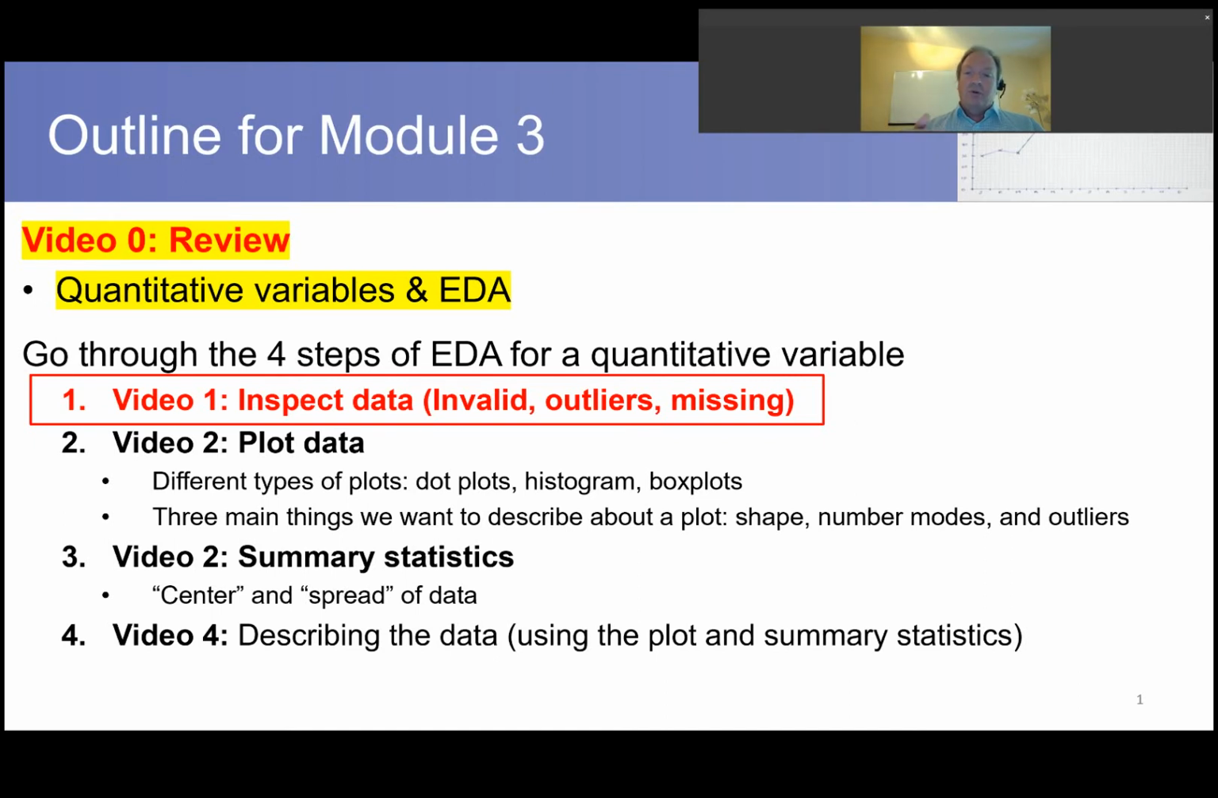And now at this point, we're going to go through the 4 different steps of exploratory data analysis applied to a quantitative variable. We did this already for the categorical, and we're going to see for quantitative it's quite different. And so our first step is going to be inspect the data.